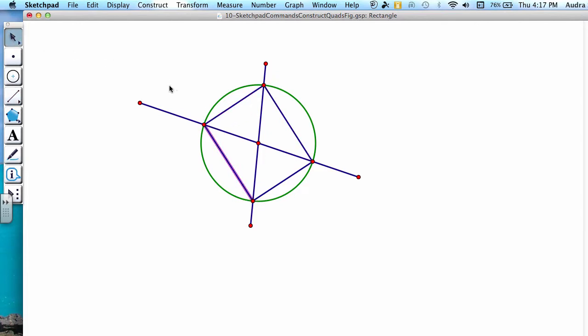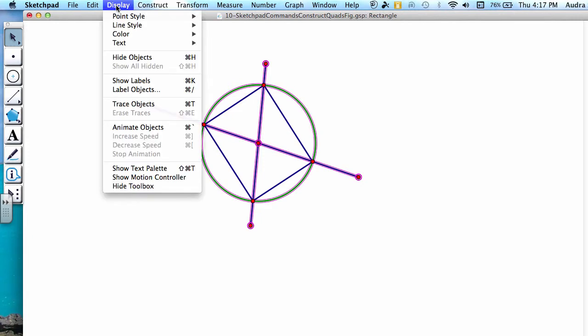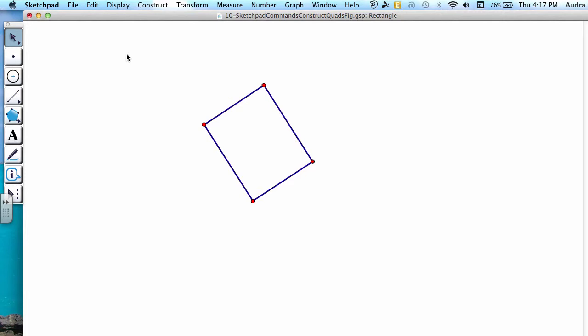And now we're going to hide the additional segments and points, the center and the circle. And we're going to go to Display, Hide Objects, which is Control H on a PC or Command H on a Mac. We can verify that it's a rectangle by measuring the segment lengths and angle measures.